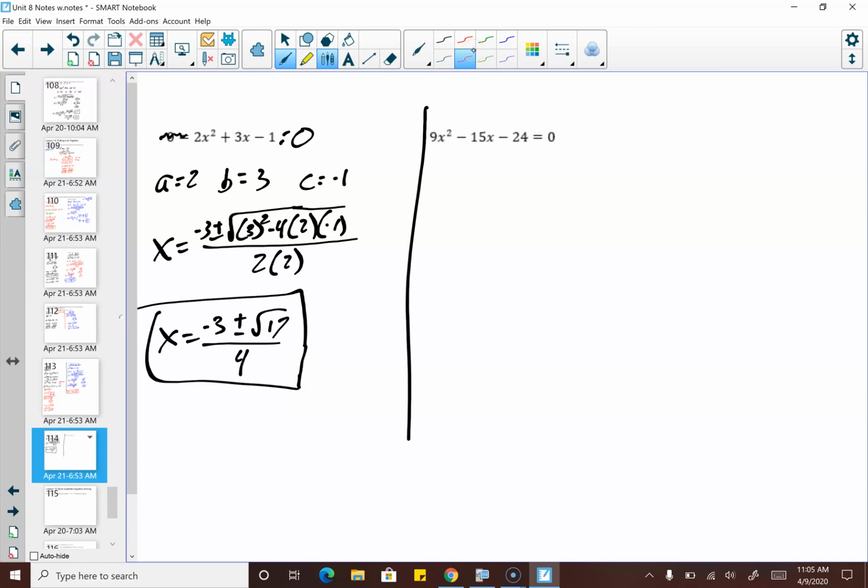So when you get square roots that don't simplify and aren't perfect, usually you just end up stopping your answer right there.